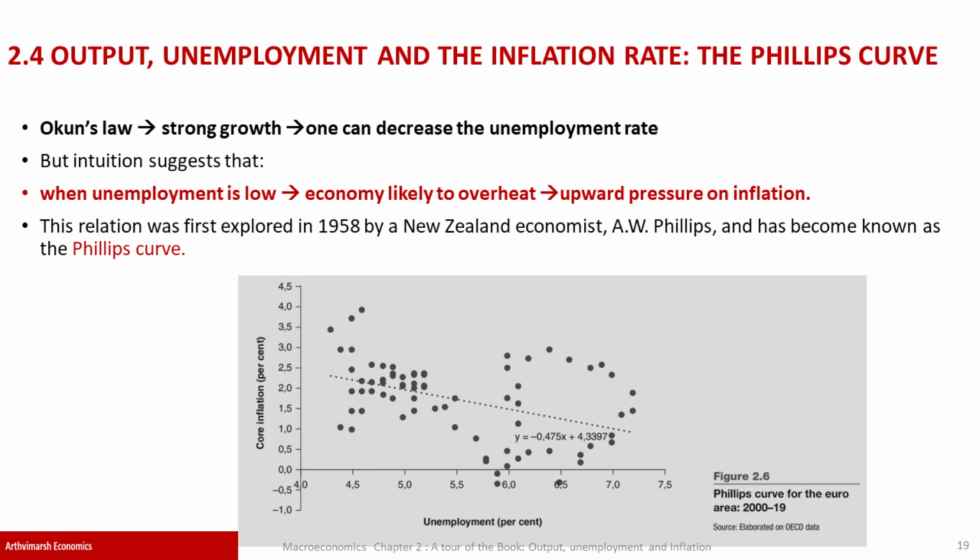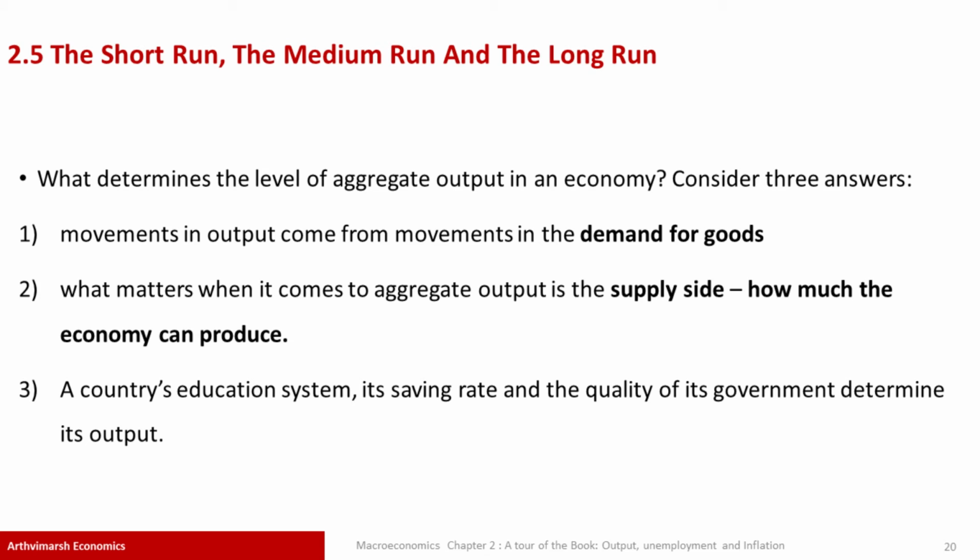Three key concepts which will be recurrent across the discipline of macroeconomics would be the notion of the short run, the medium run, and the long run. And even in policy debates, this remains an issue of discussion. To answer this, let us begin with the question: what determines the level of aggregate output in an economy? Now consider three answers.